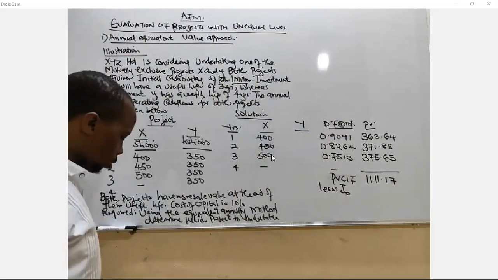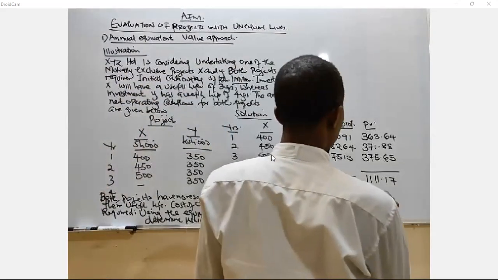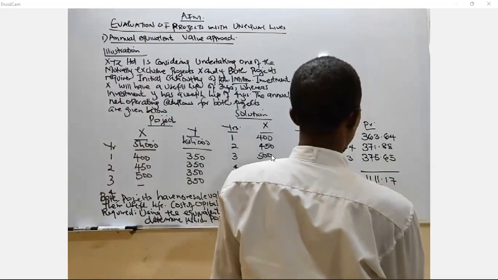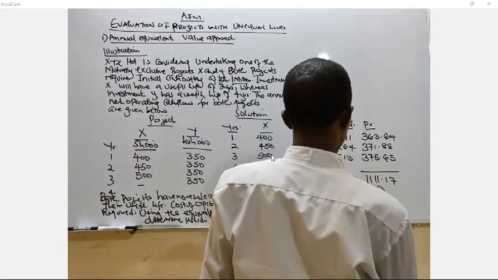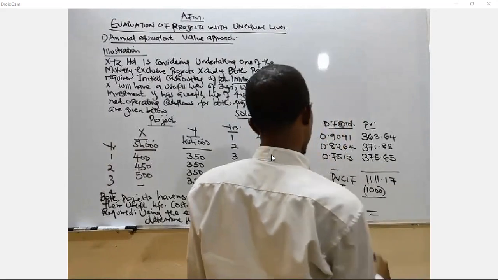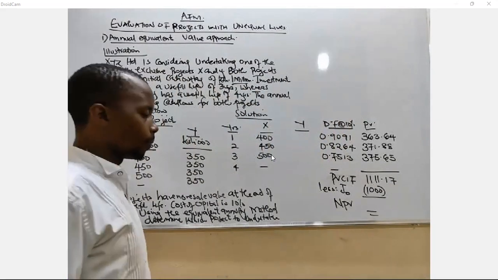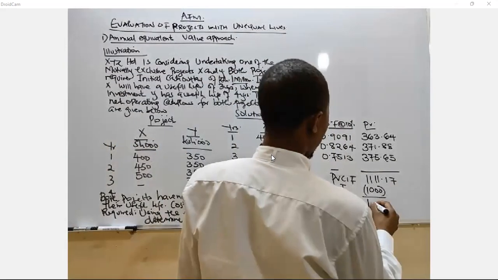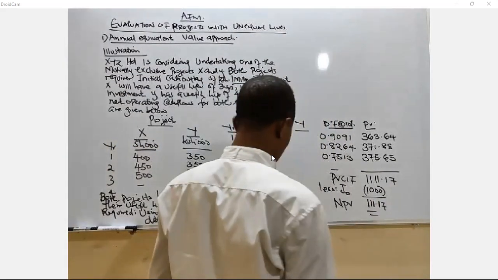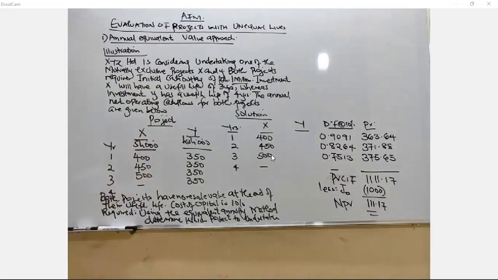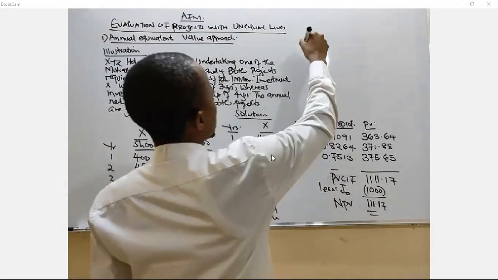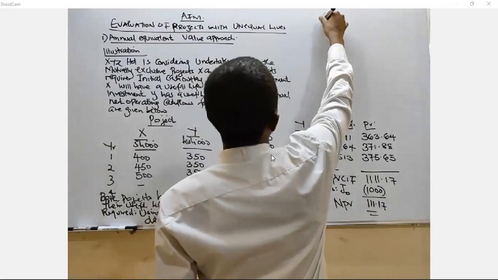We have an initial outlay of 1 million. Right? What is my NPV? My NPV is 111.17. Now, when you're calculating your EAV for X, let me start with X here.